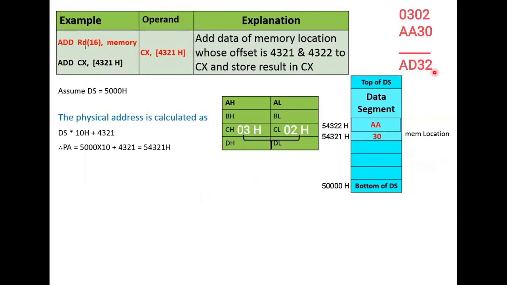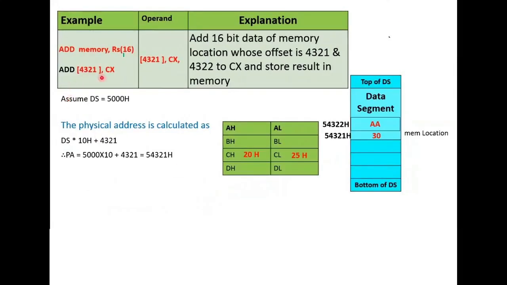Okay. So this AD32 I am going to store in CX only. See this instruction, destination is CX, right? So you are going to store this AD32 in CX. So here CX is nothing but a combination of CH and CL, right? So how are we going to store? Lower byte 32 will be stored in CL, and higher byte AD will be stored in CH. See here, AD stored in CH, 32 stored in CL. I hope you understand this 16 bit addition.